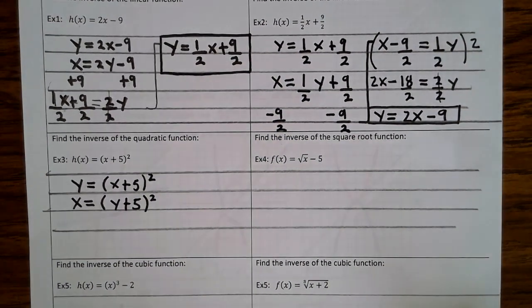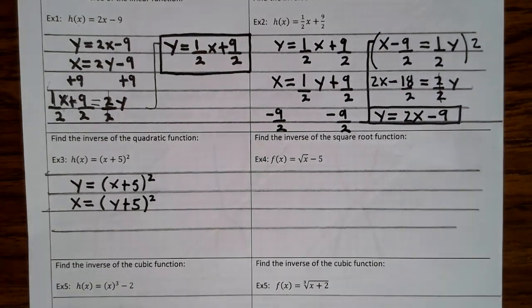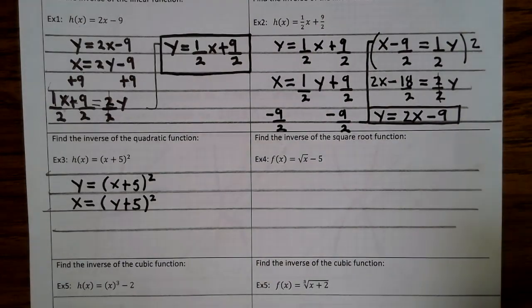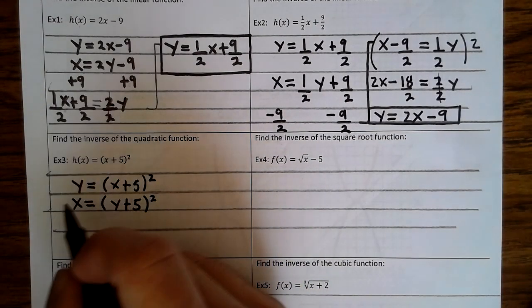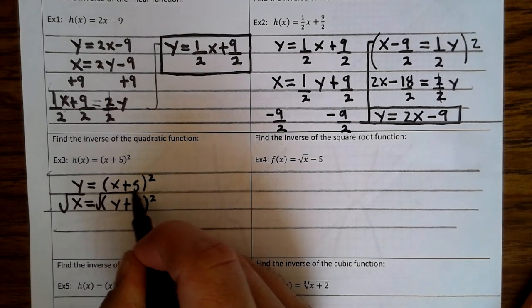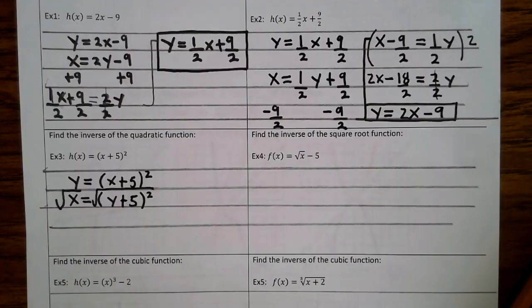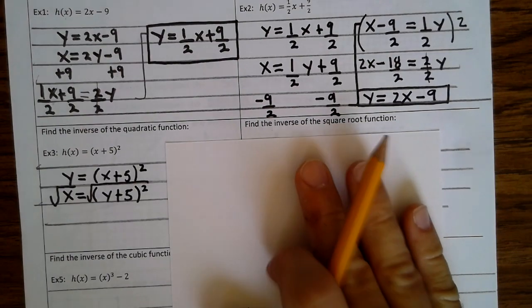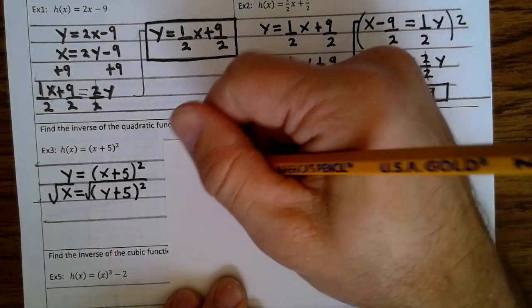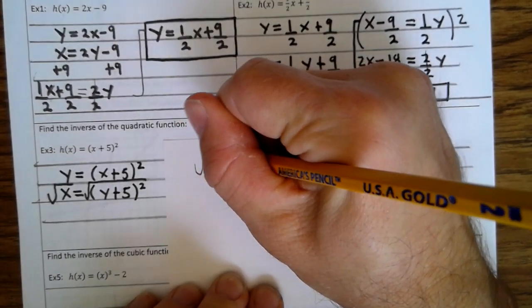Okay, so now this is where I'm not going to write it on the work, but I'm going to show you what's happening. Our next step is going to be to take the square root of both sides, and I'm going to explain why. The reason we take the square root of both sides, for one, is that we can do whatever we want as long as we do it to both sides. But this is what's happening.